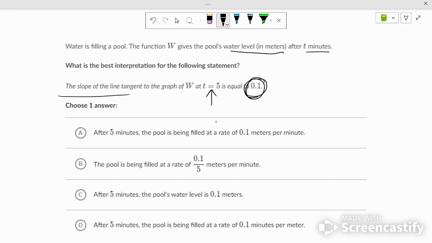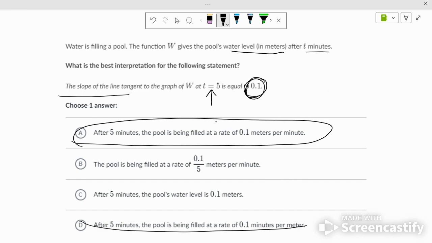The pool is being filled at a rate of 0.1 over 5 meters per minute. After 5 minutes, the water level is 0.1 meters, or after 5 minutes it's being filled at a rate of 0.01 minutes per meter. Well, that doesn't make sense. After 5 minutes, at time equals 5, the slope is how it is changing. It's not a constant, it's how it's changing. So it would be that answer, because that's talking about the change in meters per minute.